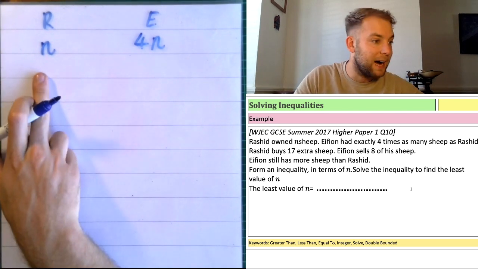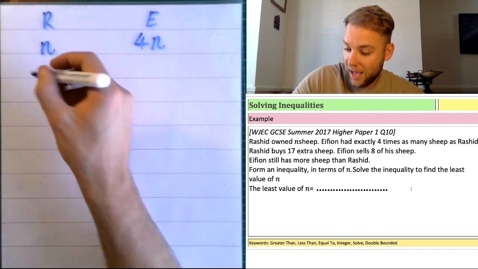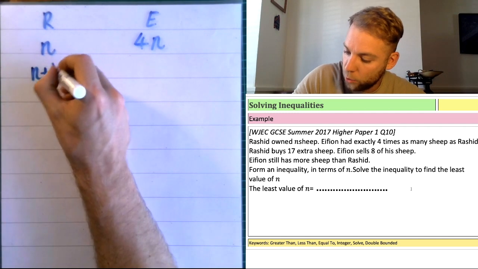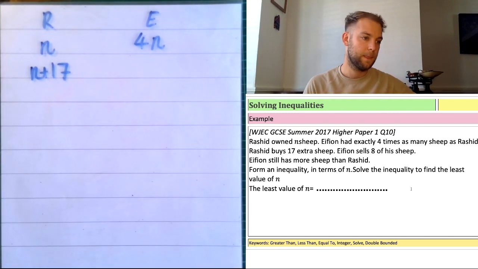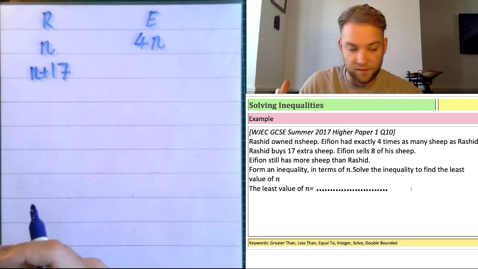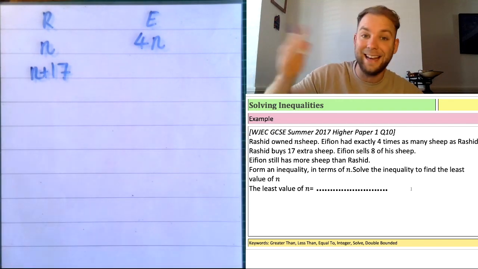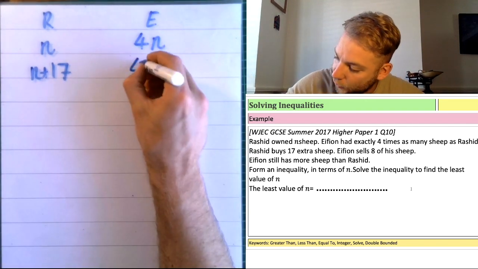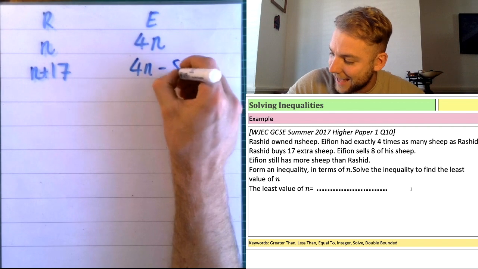Rashid buys 17 extra sheep. So he has now got n plus 17 sheep. And Ifan sells 8 of his sheep. So he's got 8 less sheep. So this is going to be 4n subtract 8.